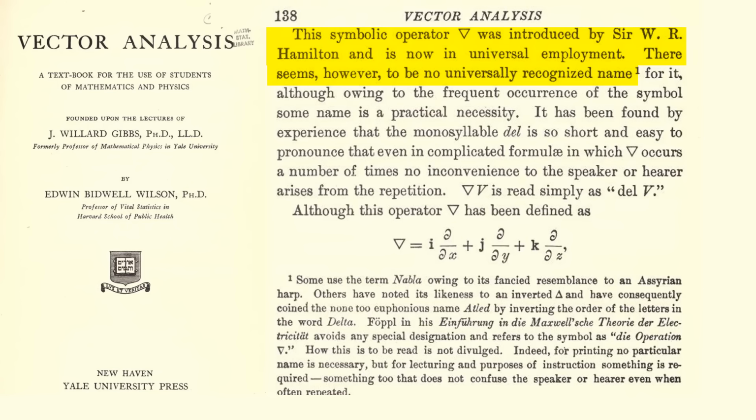His logic was that the symbolic operator introduced by Sir William Rowan Hamilton is now in universal employment. There seems, however, to be no universally recognized name for it. Adding in a footnote that some use nabla, some use alted, and Föppl calls it "die Operation Triangle," causing Wilson to note dryly, "how this is to be read is not divulged."